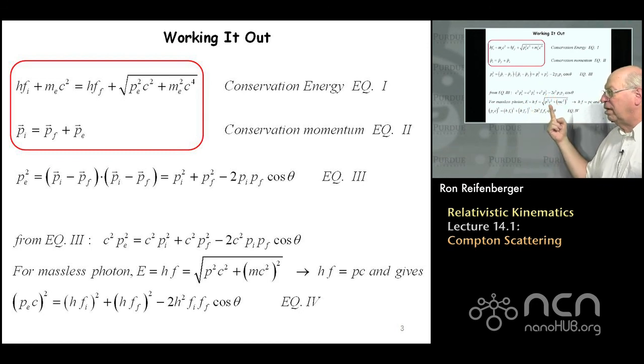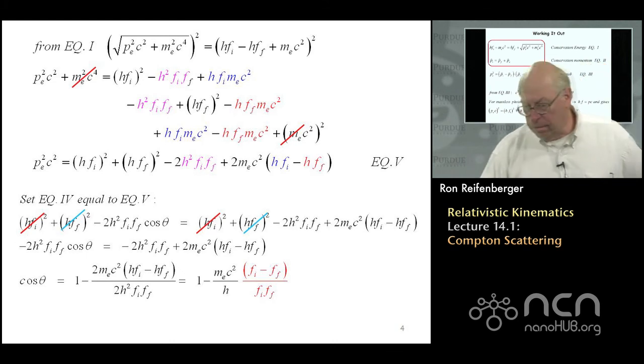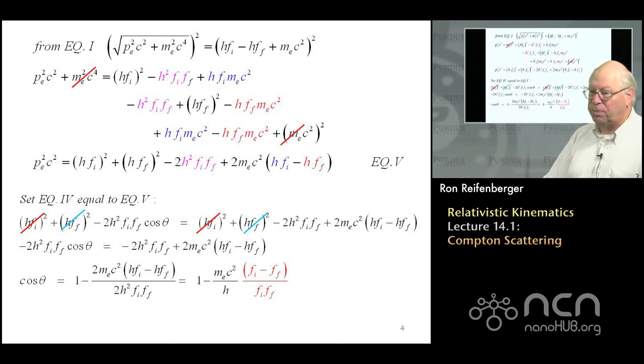We have to invoke the fact that a photon has zero mass, so the energy of the photon gets simplified because the mc squared term drops out, and that allows us to rewrite equation three in this form right here. The next slide is just more algebra.